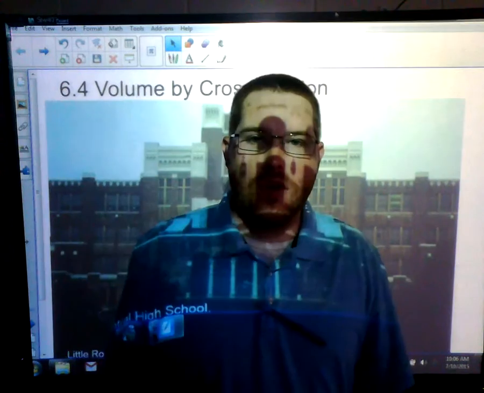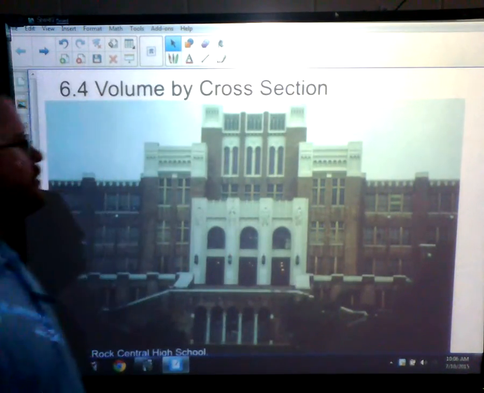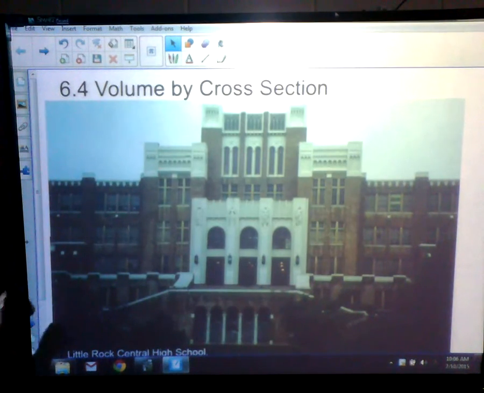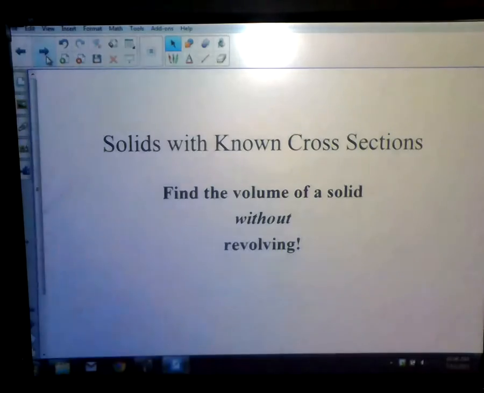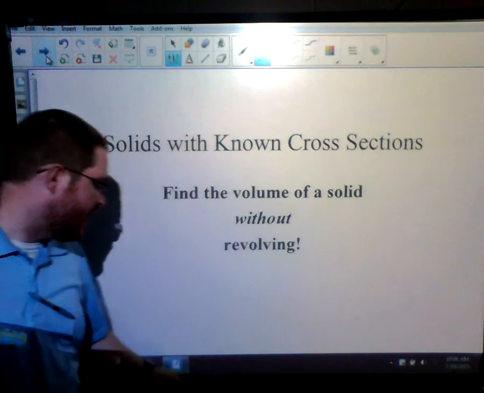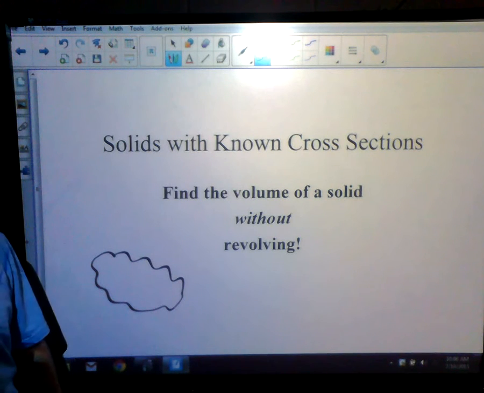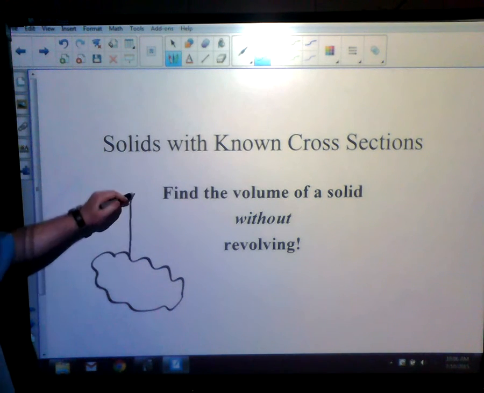This is 6.4. This is volumes, but not by rotating, but by cross-section. And this is one of the more difficult things to see conceptually. So, instead of revolving these things, I'm going to take an area, a base, or something like that, just some area, and I'm going to build things up from it.